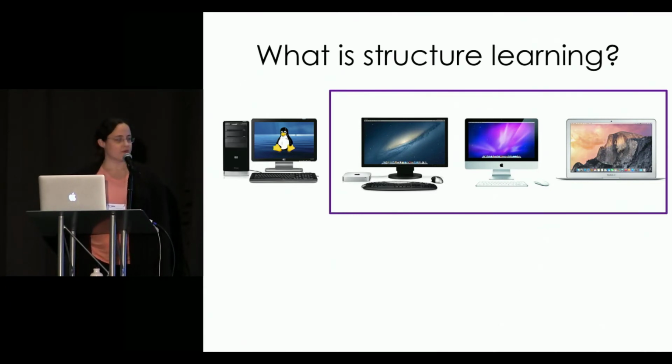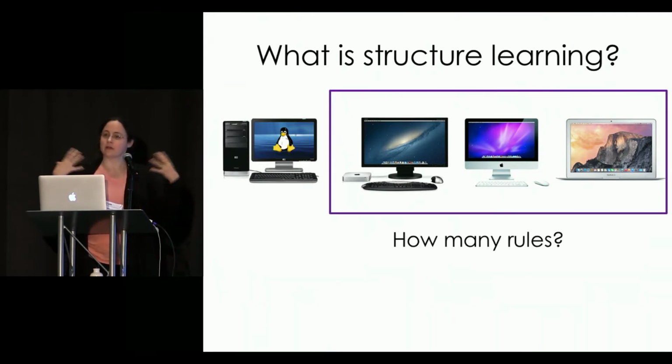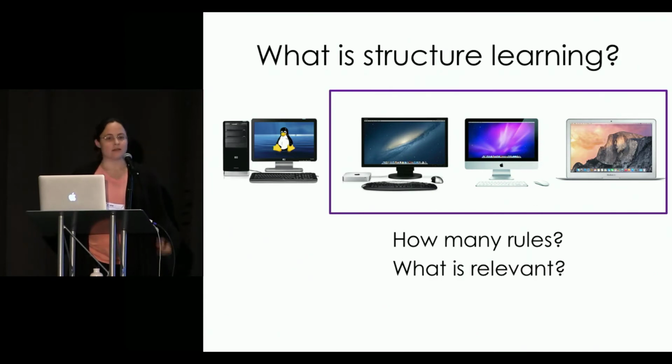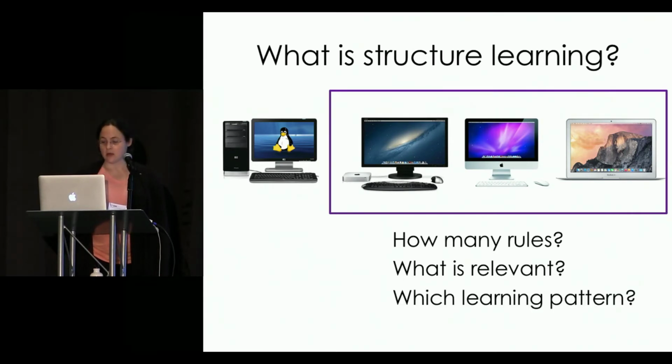Okay, so the kind of questions that we'll be asking in this part of the tutorial are questions like how many rules, rather than clusters, do I need to know how to use any computer that's out there, for example. What is relevant in the world for me to figure out how to best act? What learning patterns can I make use of to be more efficient in my decisions?